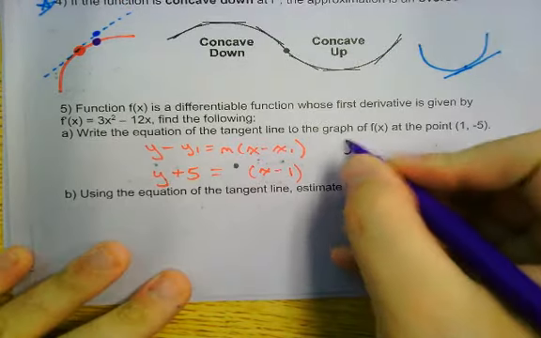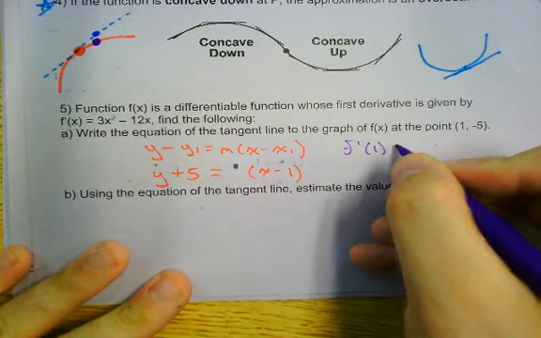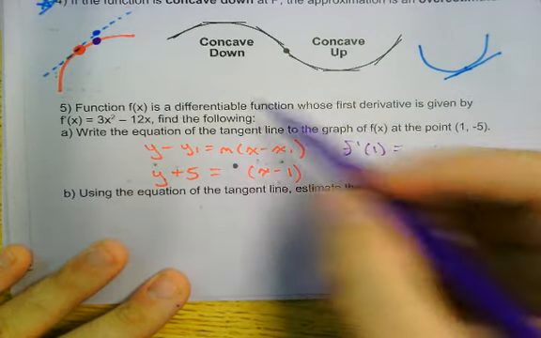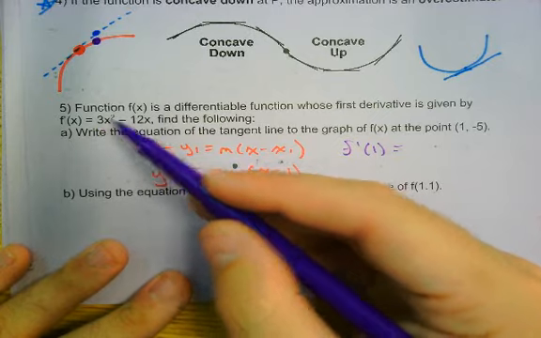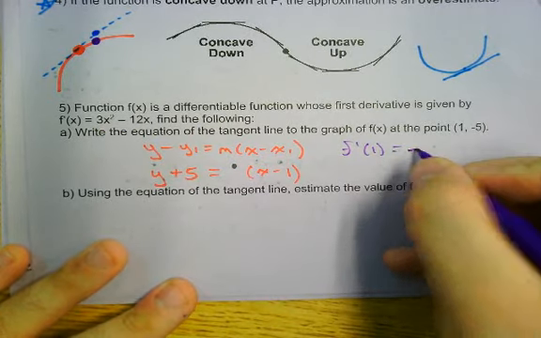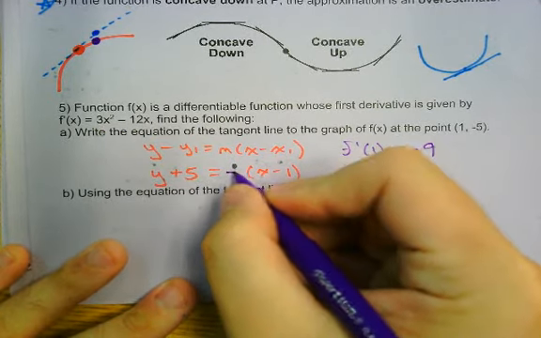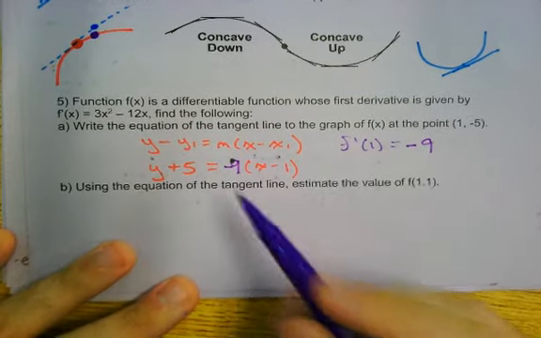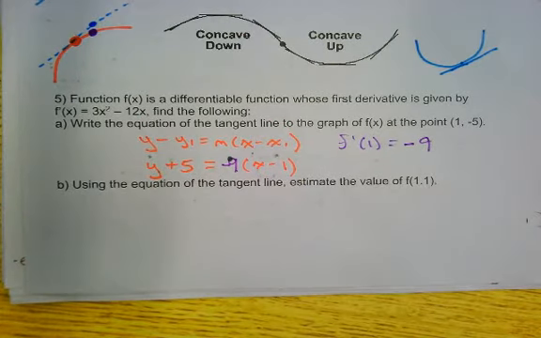How do I find slope? Plug in 1 into the what? Derivative. They already gave us the derivative. How nice of them was that? So plug in a 1. What do I get? -9. Boom. I just did part A.